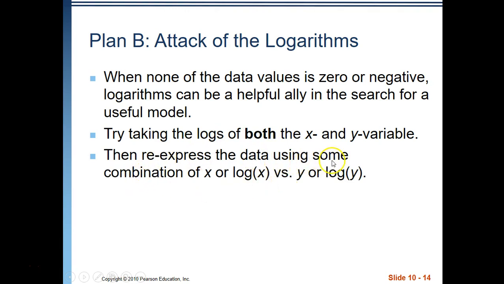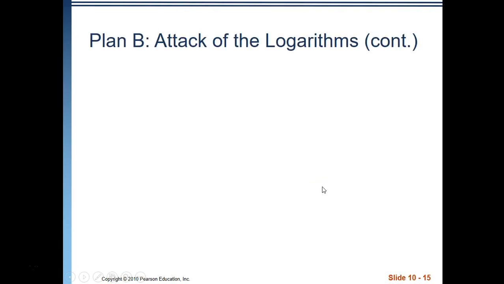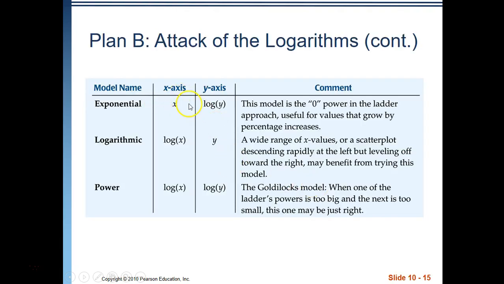Then re-express the data using some combination of x or log x versus y or log y. So the point is, log them both and see what happens. Log one, log the other, see what happens. So, exponentials. If you do this, this model is the 0 power in the ladder approach, useful for values that grow by percentage increases. A wide range of x values, or a scatter plot descending rapidly at the left but leveling off towards the right, may benefit from trying this model, and log them both.